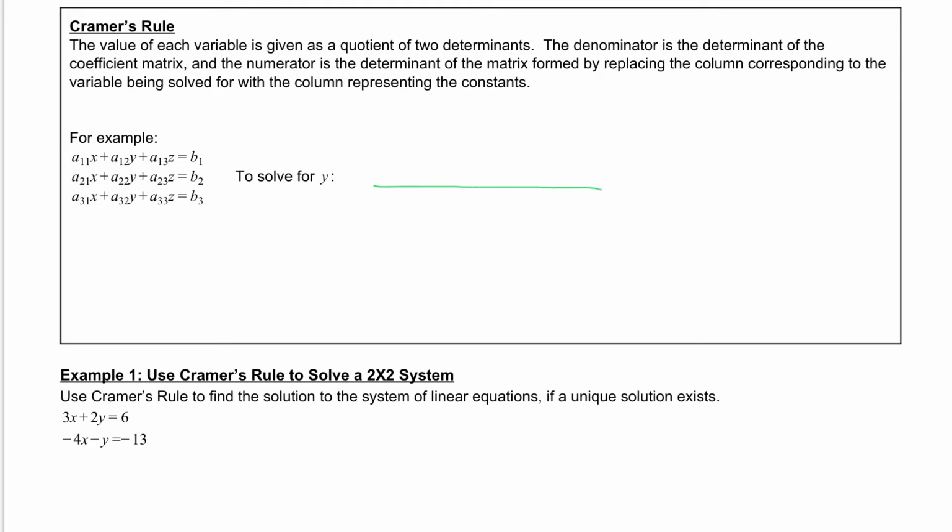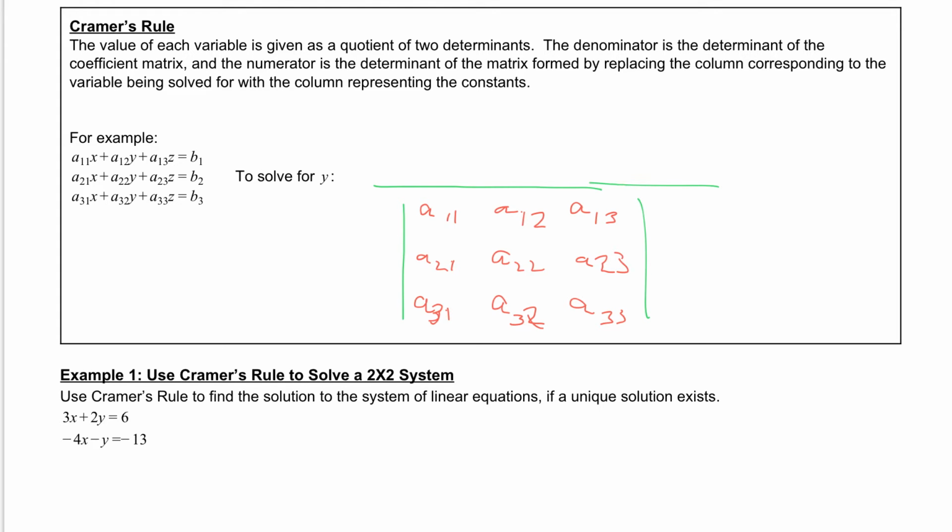to solve for y, the denominator is always the coefficient matrix. So I'm going to do the coefficient matrix, which would be a sub 1, 1, a sub 1, 2, a sub 1, 3, a sub 2, 1, a sub 2, 2, a sub 2, 3. And then the bottom one is a sub 3, 1, a sub 3, 2, and a sub 3, 3.